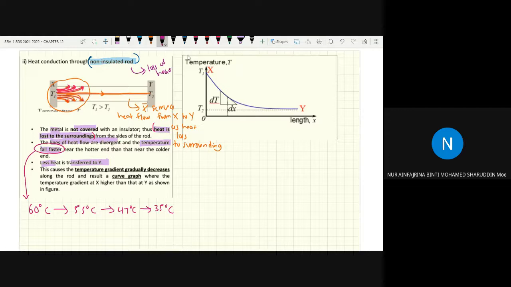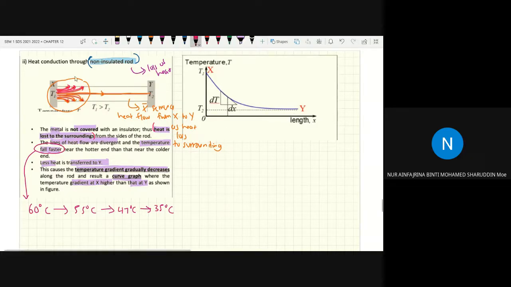So bila ada loss of heat, dia akan membuatkan temperature gradient gradually decrease. Maksudnya sekarang gradient awak tak constant. Dia akan decreases along the rod and result a curved graph where the temperature gradient at X higher than at Y. So maksudnya sekarang dekat T1 ini dia punya temperature tu tinggi, tetapi bila dia nak approach T2 dia dah banyak loss to the surrounding tau. Sebab itu dia punya temperature gradient dia akan decreases.